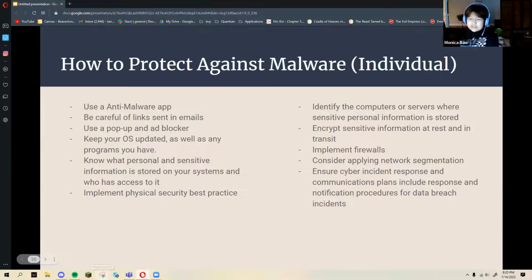Even especially in public spaces, if you have your laptop out, even if you're going to go away for like 5 seconds, you still want to shut it off, because taking that risk is really big. Especially if you're using public Wi-Fi, like Starbucks Wi-Fi, which is really insecure, and a lot of worms, as mentioned before, can spread through that. So identify the computers or servers where the sensitive information is stored.